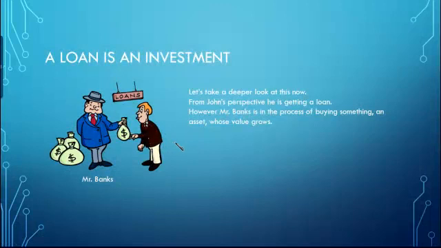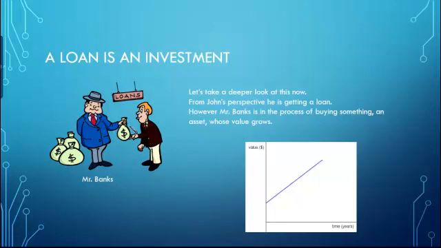That should have been easy. Let's take a deeper look at what's going on here. From John's perspective, he's getting a loan. But from Mr. Banks' perspective, he sees this as an investment. He's buying an asset whose value grows. And how much is it going to grow? Well, at the end of the year, he will have made $5 because John will have to repay $105. This asset that Mr. Banks bought is not something physical, it's like an abstraction, and its value grows linearly. Let's suppose this is just 1 year, so it starts out with a value of $100 and ends up with a value of $105. Again, remember, with simple interest, the value of the investment grows linearly.